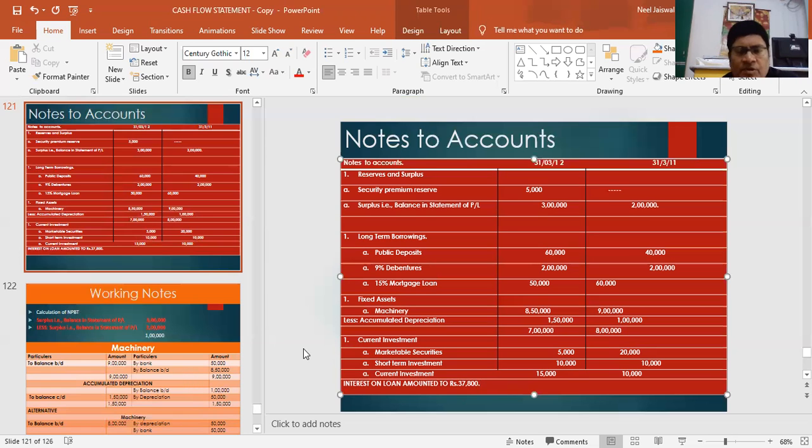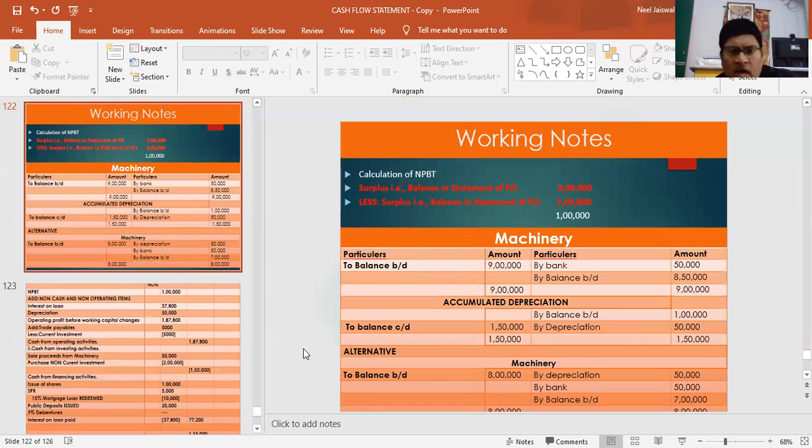Now, we are starting our sum. First of all, we have to calculate our net profit before tax. We have seen the closing balance, that is 2012's balance, current year's balance, we have written 3 lakhs. Then last year's balance of statement of profit and loss, we have written 2 lakhs. So 1 lakh is our NPBT. There are no other adjustments given as such. So 1 lakh is our NPBT, net profit before tax, that we will be writing in our sum.